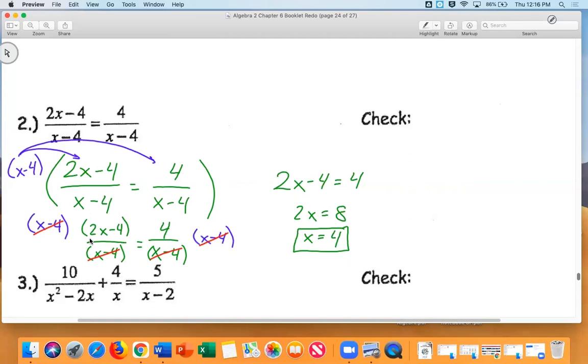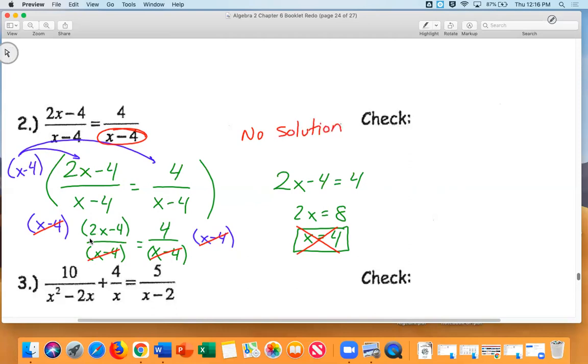Now, x equals 4. Kailana brought up a point. Once you get x equals 4, you have to plug that back in to see if that makes sense. And Kailana, you said it doesn't make sense. Why does that not make sense? Can't have 0 as a denominator. When I plug in 4, notice when I plug it into that, I have 4 minus 4. It's 0. So is there an answer to this? No. This one has no solution.